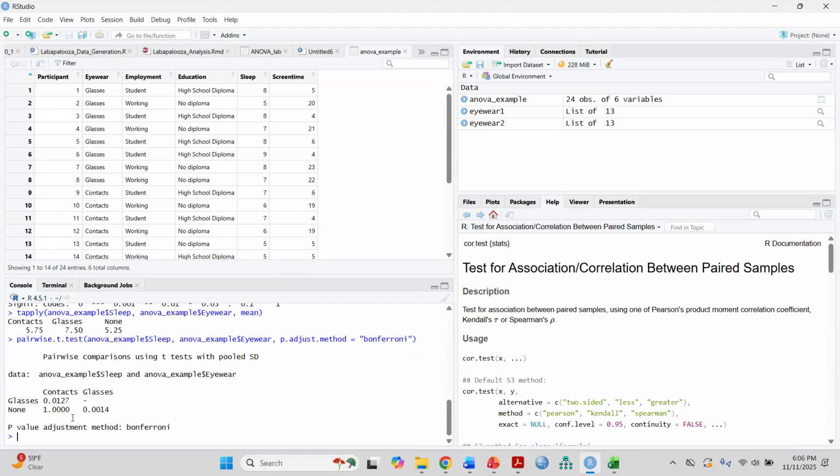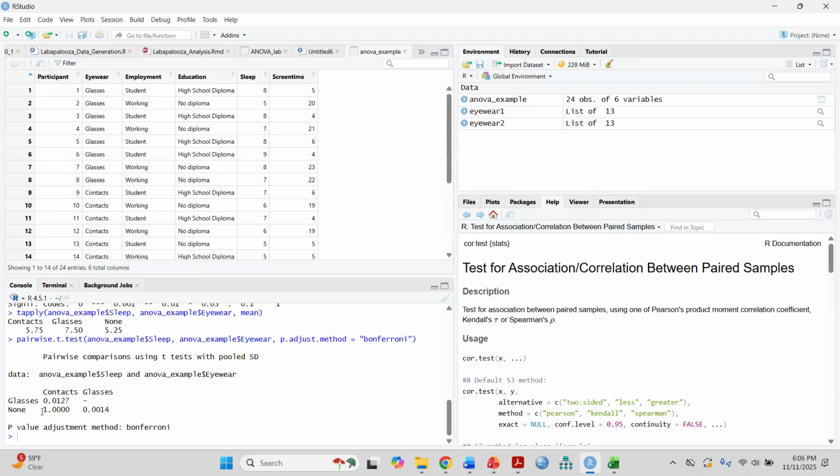Bonferroni, okay? And check this out. This is our follow-up testing. What this is saying is that it looks like there is a significant difference in sleep between people who wear contacts and people who wear glasses. Glasses is 7.50, contacts is 5.75. So that's a significant difference in average sleep.